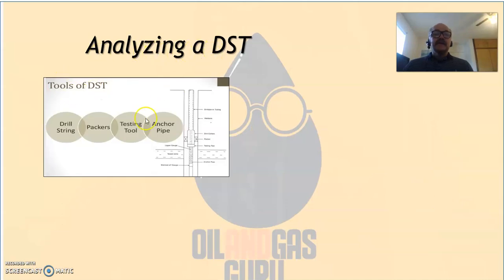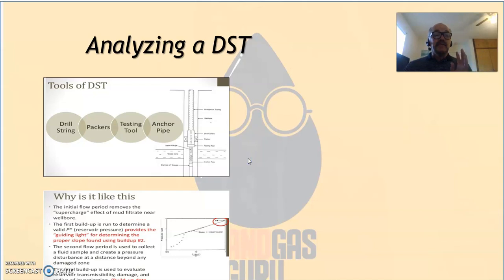The drill stem test has some tools. The first thing we do is isolate the sand that we need to study. With the help of a drill string, packers, testing tools and an anchor, we make sure to put this sand to produce. We are ready to open it. We do it in 4 stages.